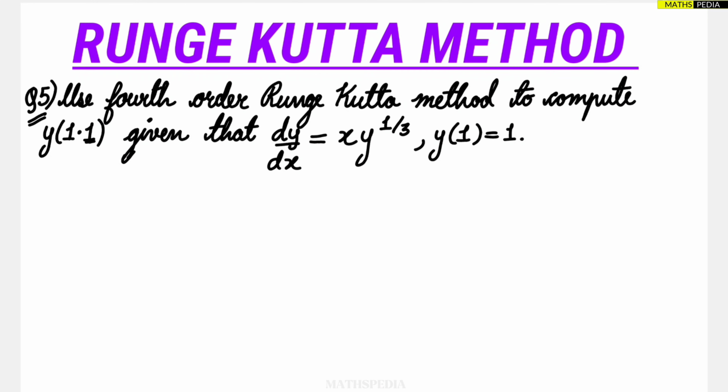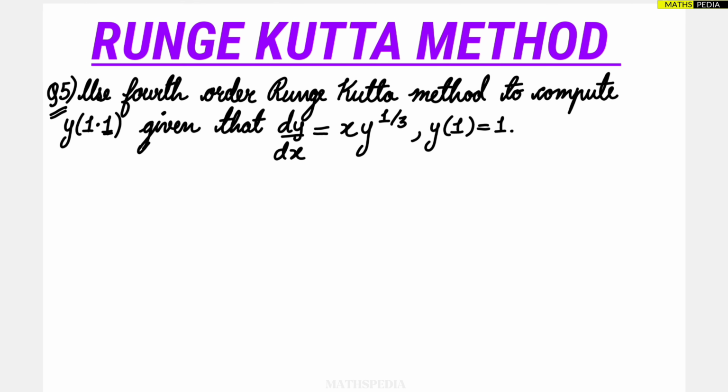So in this video, we are going to learn the Runge Kutta method, the fifth problem. Now here, they have asked you to find out the fourth order Runge Kutta method to compute the y of 1.1, given that dy by dx they have given the function, and y of 1 is equal to 1 also they have given. Okay. Now the interesting thing here is that h is not given in the question.